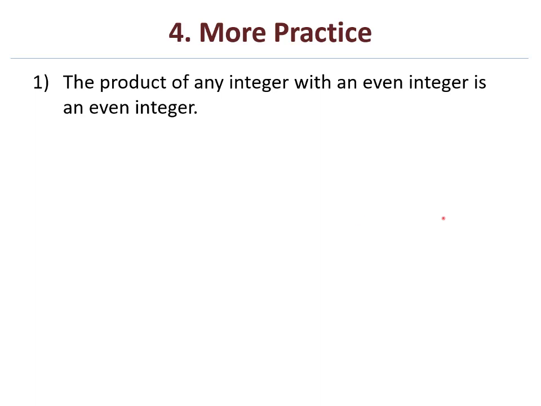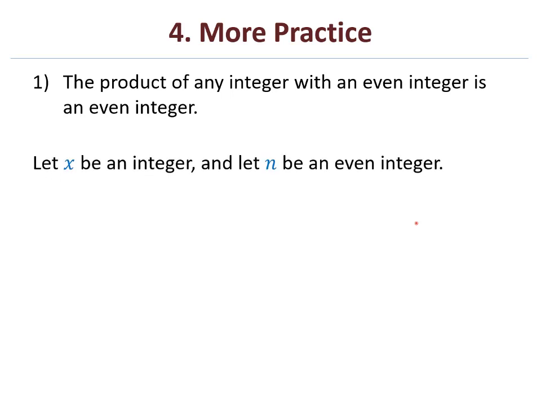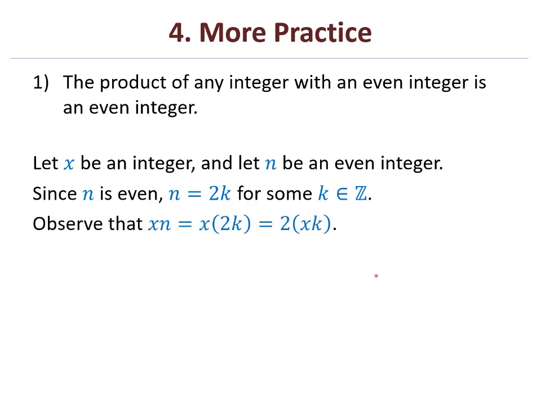Number 1. The product of any integer with an even integer is an even integer. Let x be an integer, and let n be an even integer. Since n is even, n equals 2k for some k in my set of integers. Oh, and by the way, I'm getting a little creative here. I'm using a lowercase k instead of my usual uppercase k. It really doesn't matter. Observe that xn equals x times the quantity 2k, which is the same as 2 times xk. And since xk is an integer, xn is even.